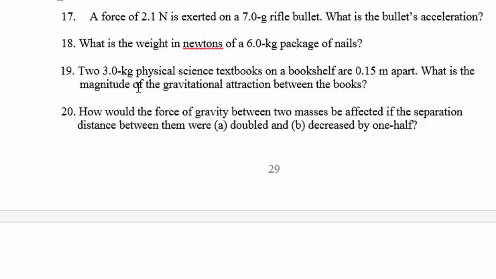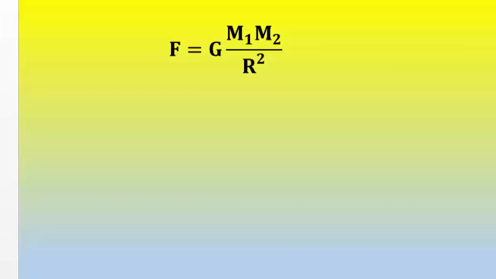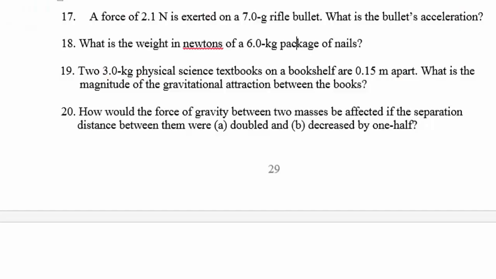In question number 19, you are asked to find the magnitude of the gravitational attraction, and here you have to use the equation force equal to G times the mass of the first object times the mass of the second object divided by the distance squared. G is a constant, it's around 6.67 times 10 to the negative 11 Newton meter squared over kilogram squared. You have to multiply it by the mass of the first object, the mass of the second object, and then divide it by the distance squared. So you have to square the 0.15 meter and then carry out the calculation.